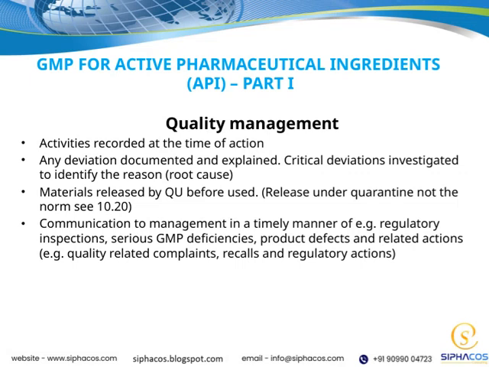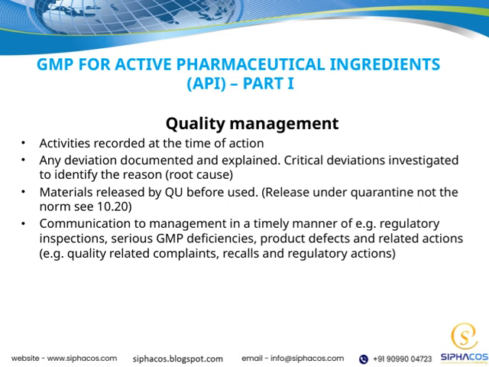Let's talk about quality management and how it plays a crucial role in ensuring the safety and efficacy of our active pharmaceutical ingredients. First, it's essential that all activities are recorded at the time of action. This helps us maintain a clear and accurate record of what was done, when, and by whom, which is vital for traceability and accountability. Any deviations from established procedures must be documented and thoroughly explained.